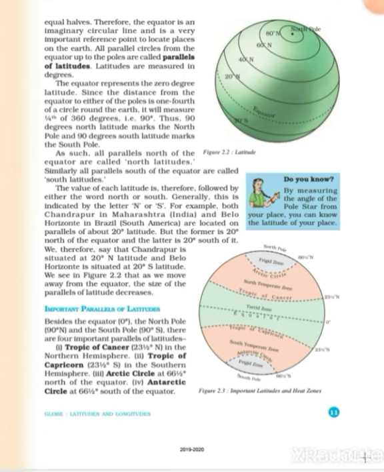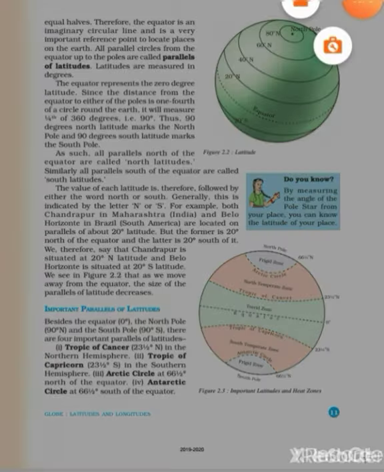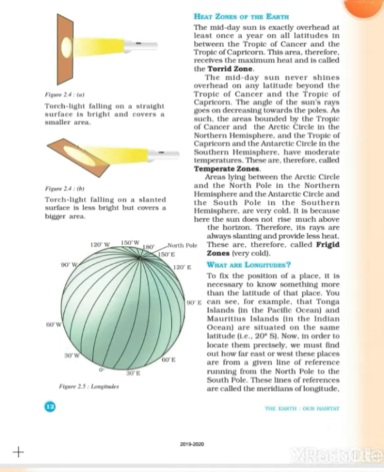As important parallels I have told you: Tropic of Cancer, Tropic of Capricorn, Arctic Circle, Antarctic Circle. That means if we are writing Tropic of Cancer, it is a parallel 23.5 degrees, that is 23 degrees 30 minutes north of the equator, right? It means that the latitude of all places on this parallel is 23.5 degrees north, right? So the next topic that we are going to cover is heat zones of the earth.